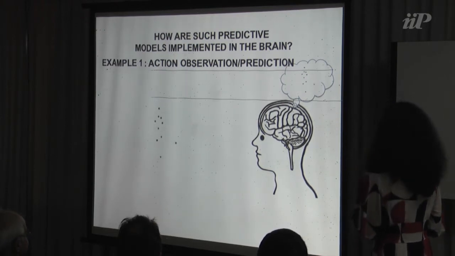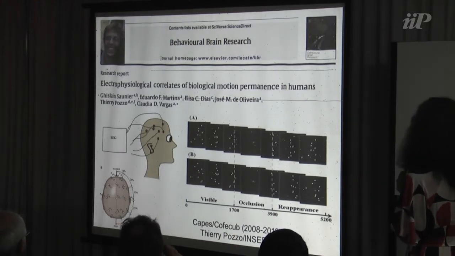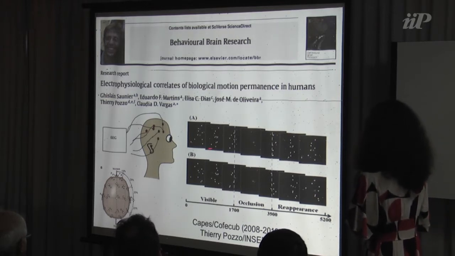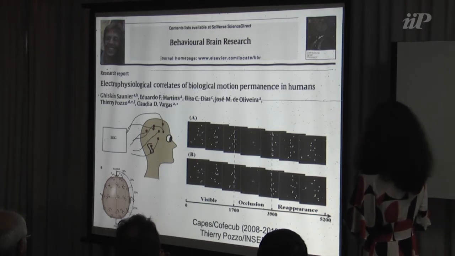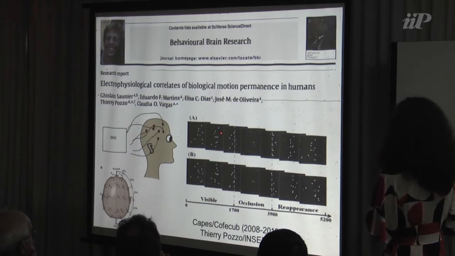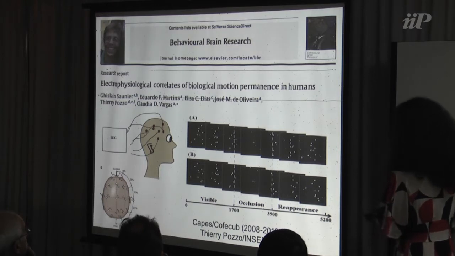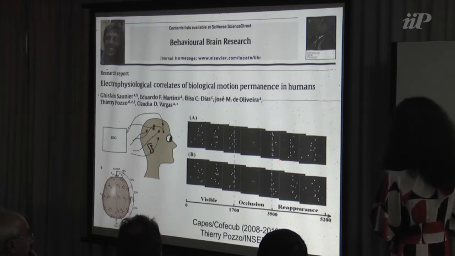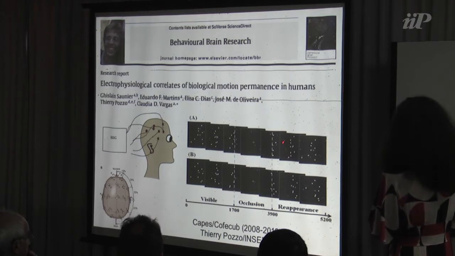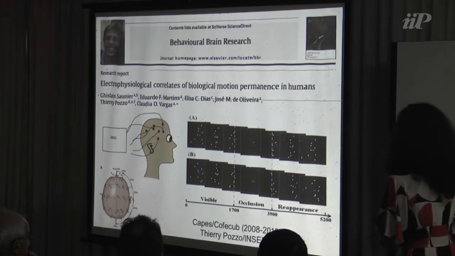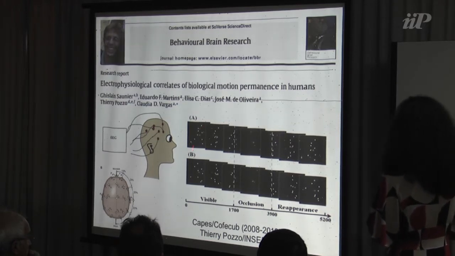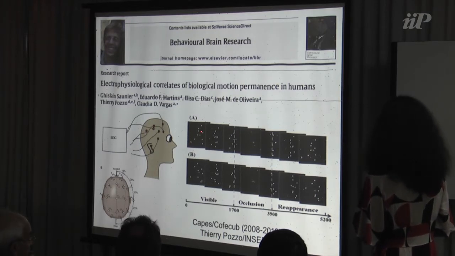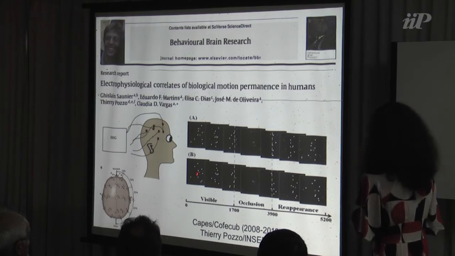How these models are implemented in the brain. So we started working some years ago with Ghislain Saunier in a protocol using those point light displays. And the idea here was to compare a sequence of movements as the one I just presented you before. And these movements will disappear behind the curtain or an occluder, and then reappear some seconds later, and to compare this situation with the situation that we call scrambled, where each of those dots, in fact, corresponding to each articulation, will be put in a different position.